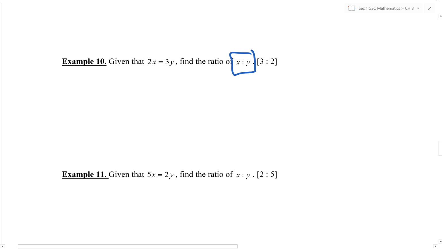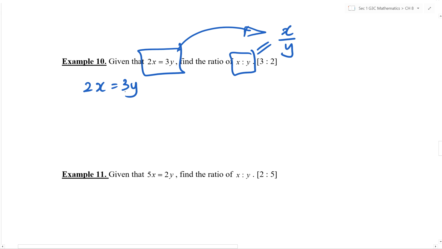So since I want x to y, it means that I want the ratio of x over y. If only I can rewrite my original equation to this form, x over y, then I will have my answer very clearly written for me. So from here, let's start. 2x is equal to 3y. I want x over y equals to something.